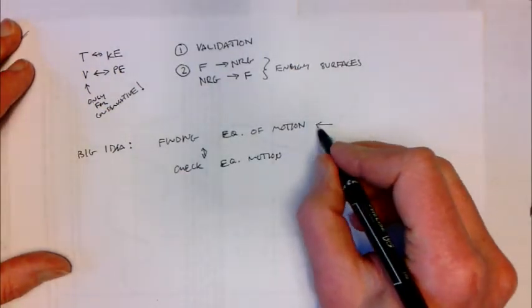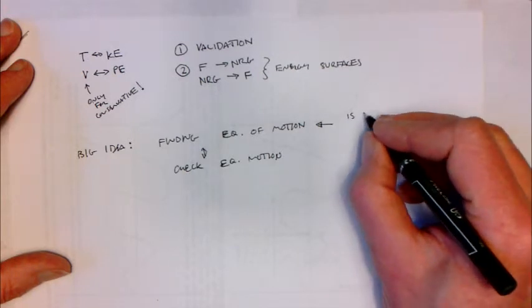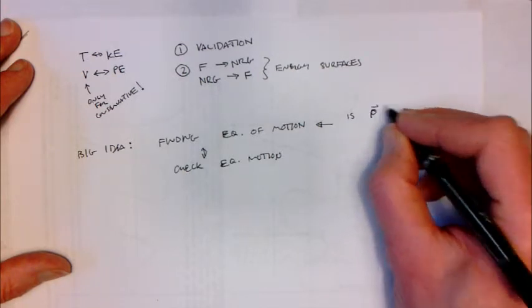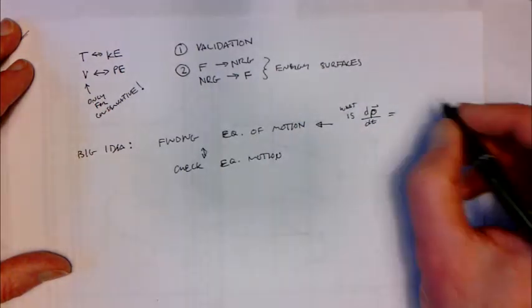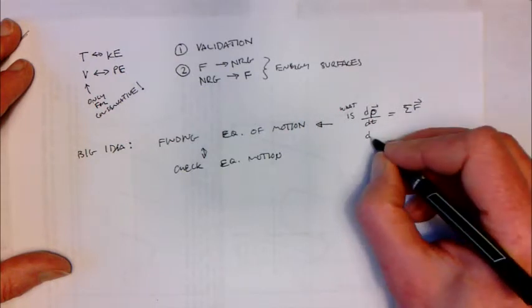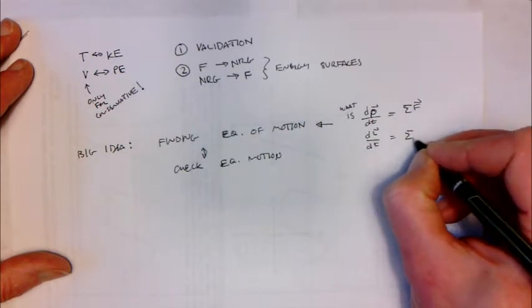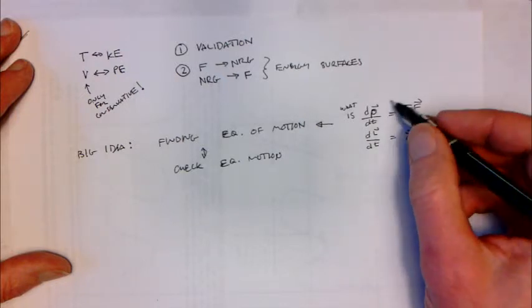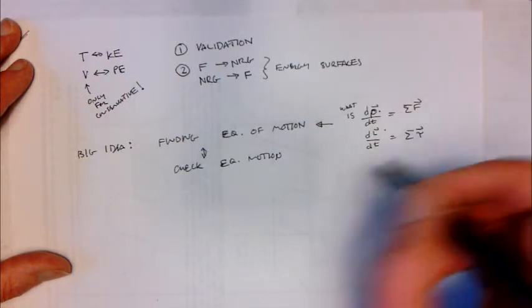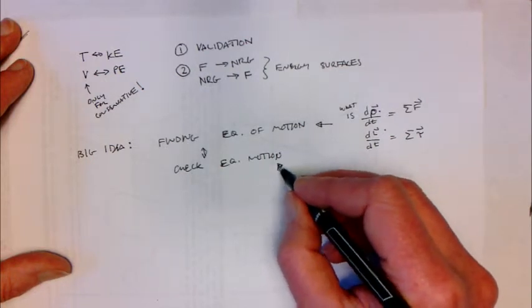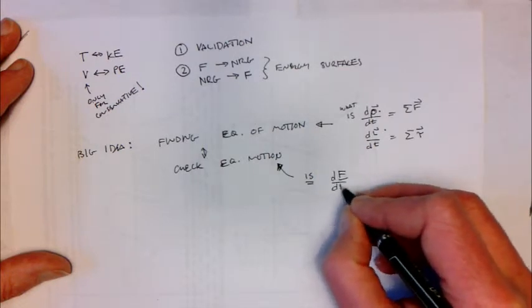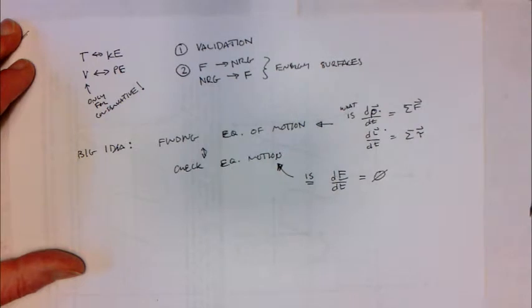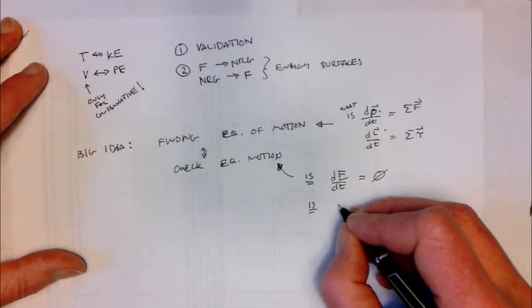So you find equations of motion by asking the question, is momentum conserved, or what's dp by dt? The time rate of change of linear momentum is the sum of forces. The time rate of change of the angular momentum is the sum of torques. So you can find the equations of motion using conservation of linear momentum and conservation of energy. And you can check the equations of motion by asking the question, is the energy conserved? So is the energy not changing in time? Or if it is changing in time, is it appropriate?